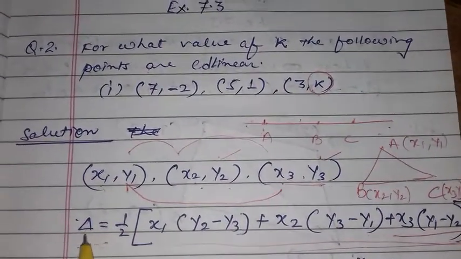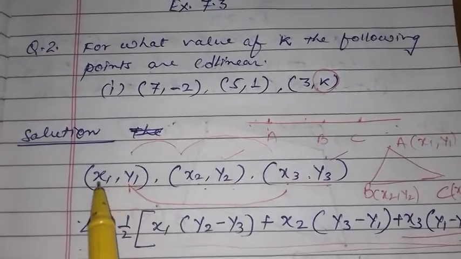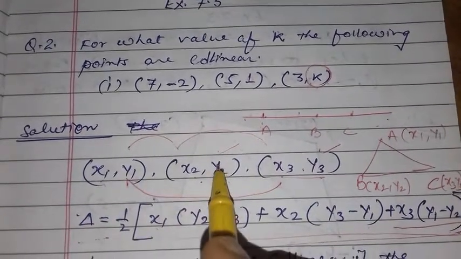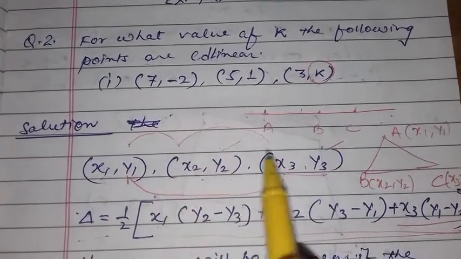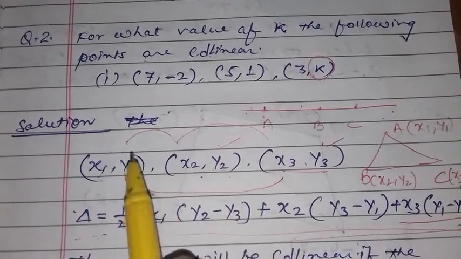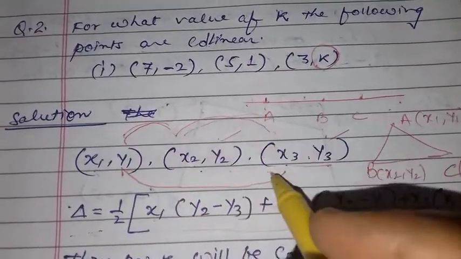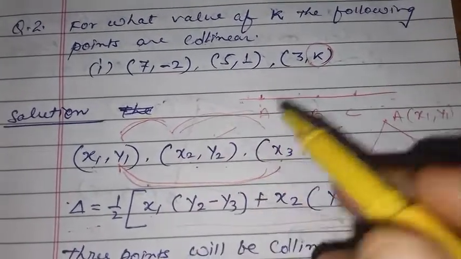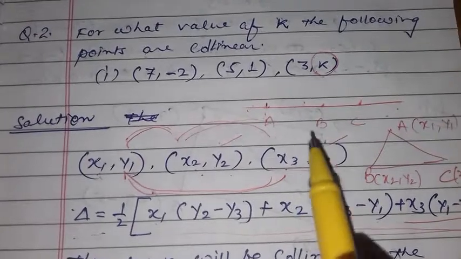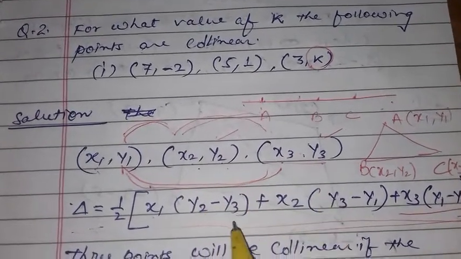So here the area is equal to half. Then we take the first point, and from the first point we take x1 and move towards the next 2 points, and from there we take y. This will be done in cyclic order. So from the first point we take x1, and from the next 2 points we take y: x1 times (y2 minus y3).